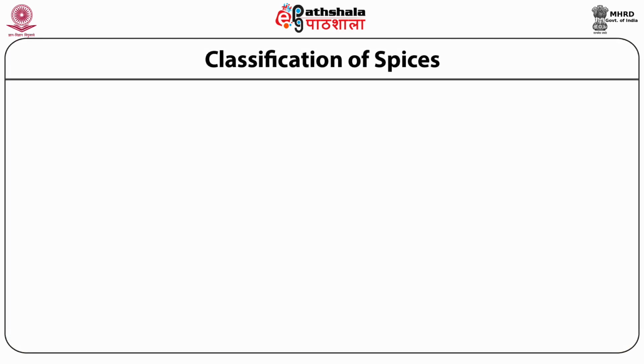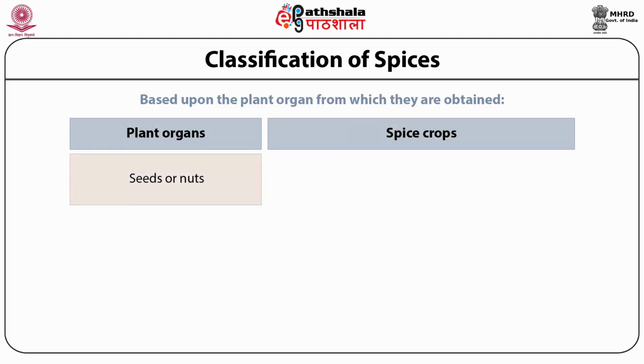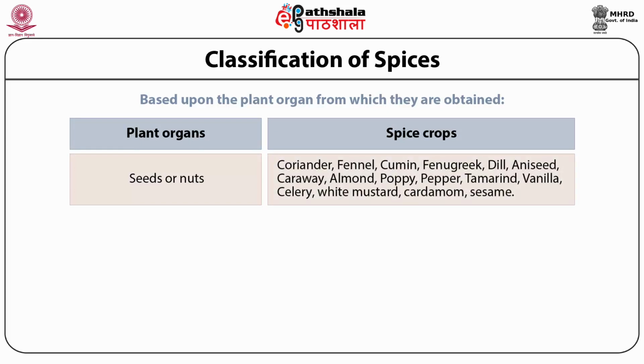Spices can be broadly classified depending on various parameters like origin, family, duration, growth habit, etc. In addition to this, conventional classification is also taken into consideration. Classification based on the plant organ from which they are obtained: here, the distribution has been done on the basis of the plant organ that is used as spice, like seeds or nuts, which include coriander, fennel, cumin, fenugreek, dill, aniseed, caraway, almond, poppy, pepper, tamarind, vanilla, celery, white mustard, cardamom, sesame.